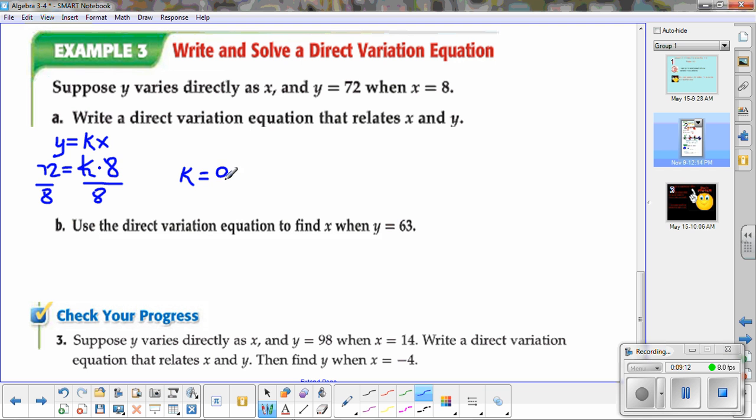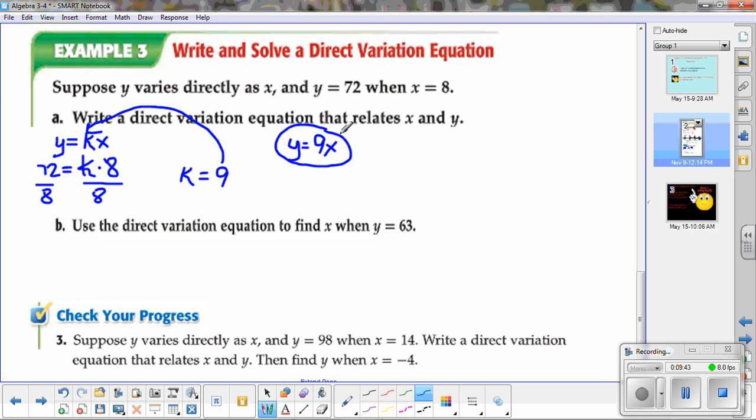Once I know that k equals 9, now I'm going to write that right there. But now I'm going to leave my variables as x and y. So y equals, and we found k to be 9, and then x. So our direct variation equation that relates x and y is y equals 9x. Basically, we figured out what k was, and then we put that right there in place of k and left x and y as our variables.